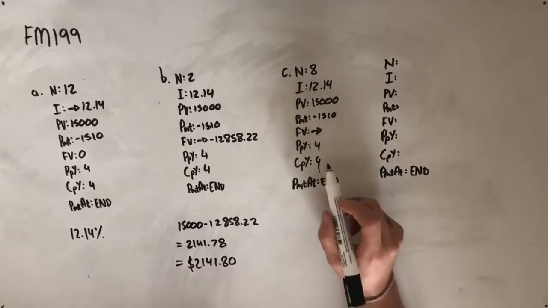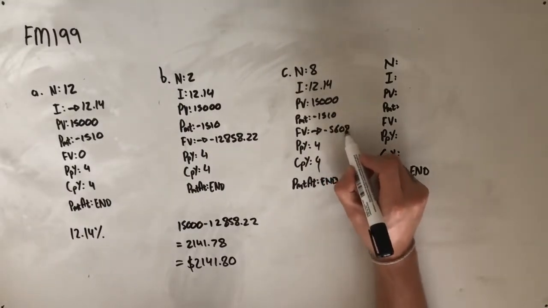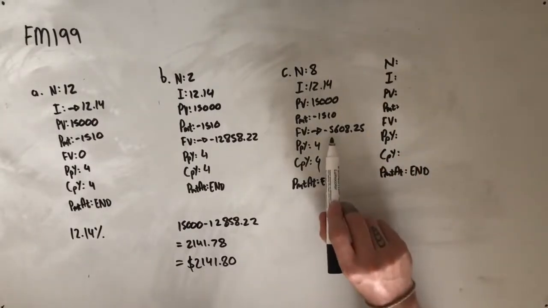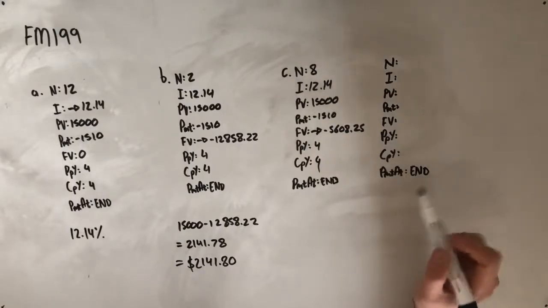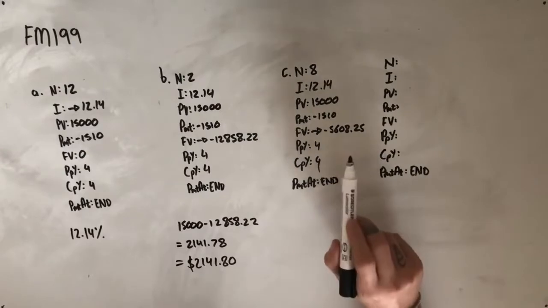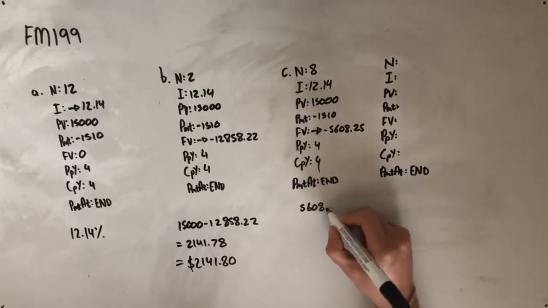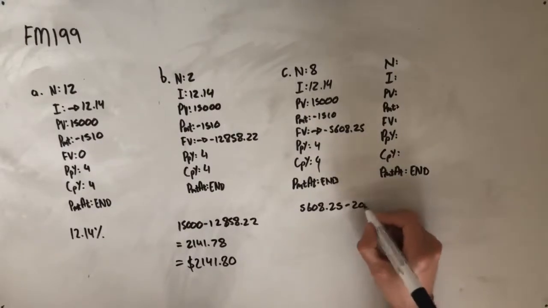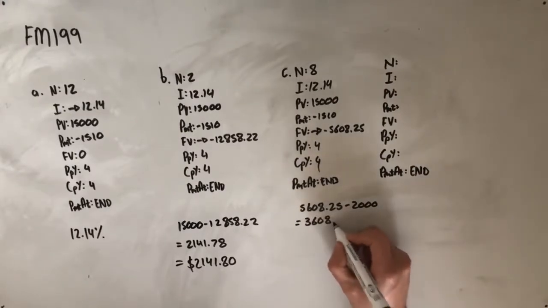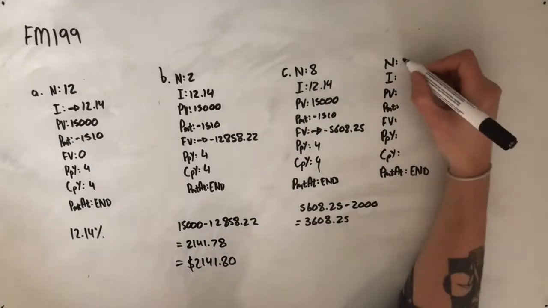So the future value at this point, if we plug it into our calculator, it should be negative 5,608.25 when rounded, which of course means that we still owe $5,608.25 at this point here. Now, at this stage, Matt pays off $2,000 worth in one go. So 5,608.25, and we're minusing 2,000 from that, which should equal 3,608.25.